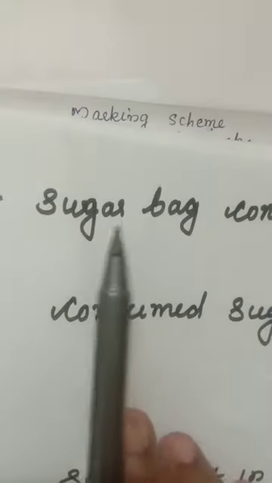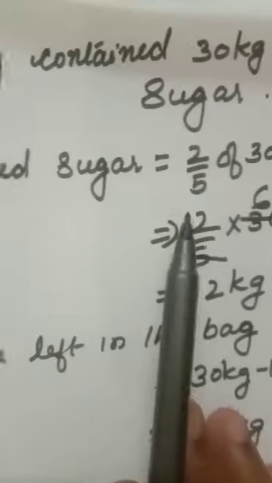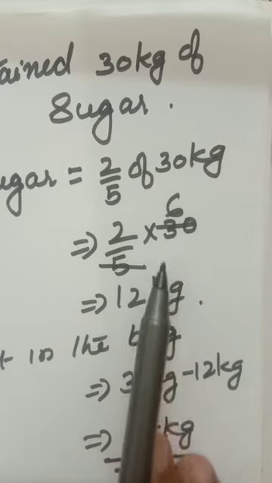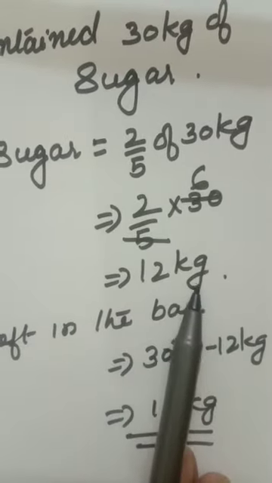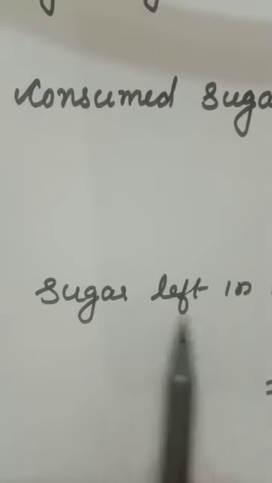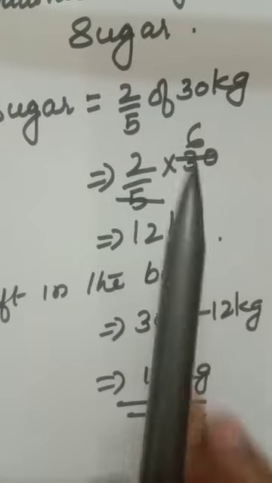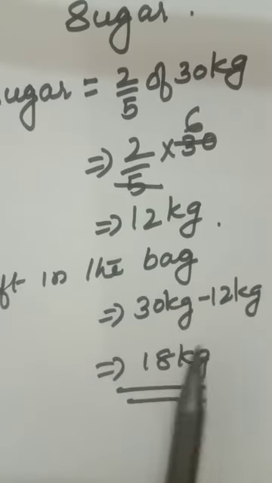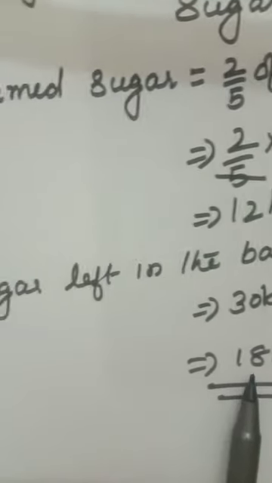See, sugar bag contained 30 kg of sugar. Consumed sugar is 2/5 of the 30. Of means multiplication. 12 kg you consumed. Sugar left in the bag: total 30 was there. Out of 30 you consumed 12 kg. Now left is 18 kg of sugar.